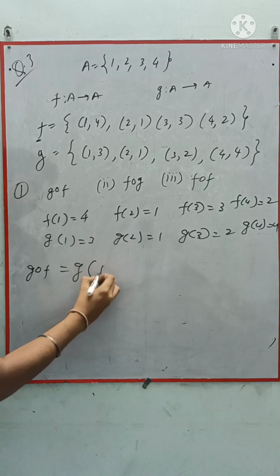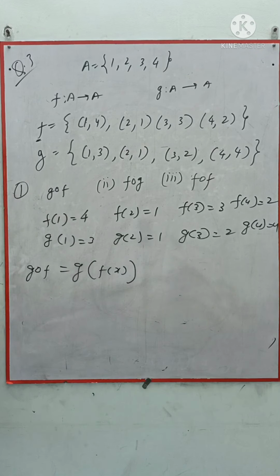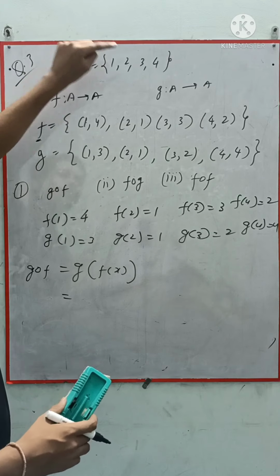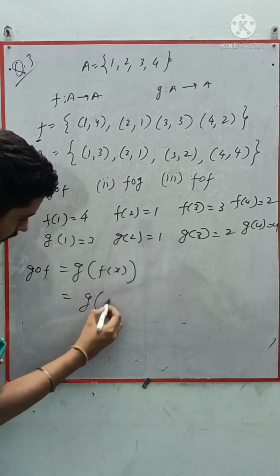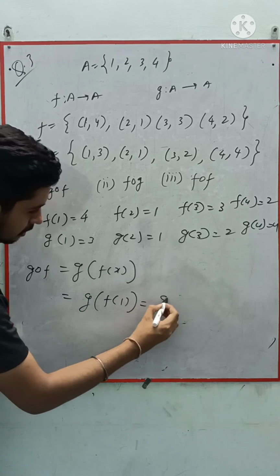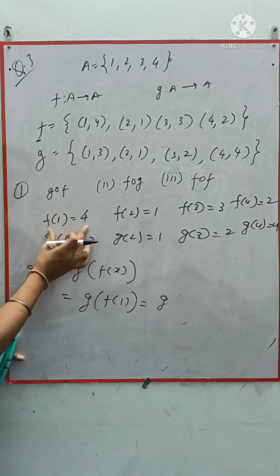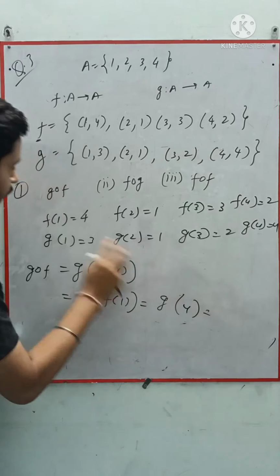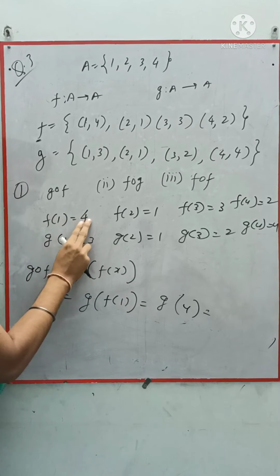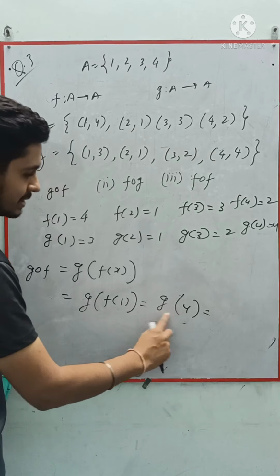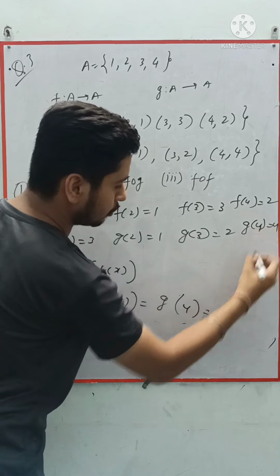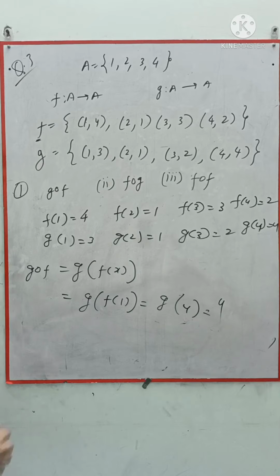This is G of fx. Now for x we need to take 1, 2, 3, 4. Okay, so for 1, G of f1. What is f1? We have 4. So G4. The value of f1 is 4, so in place of f1 we are putting 4. Now what is G4? G4 is 4. So the answer is 4.